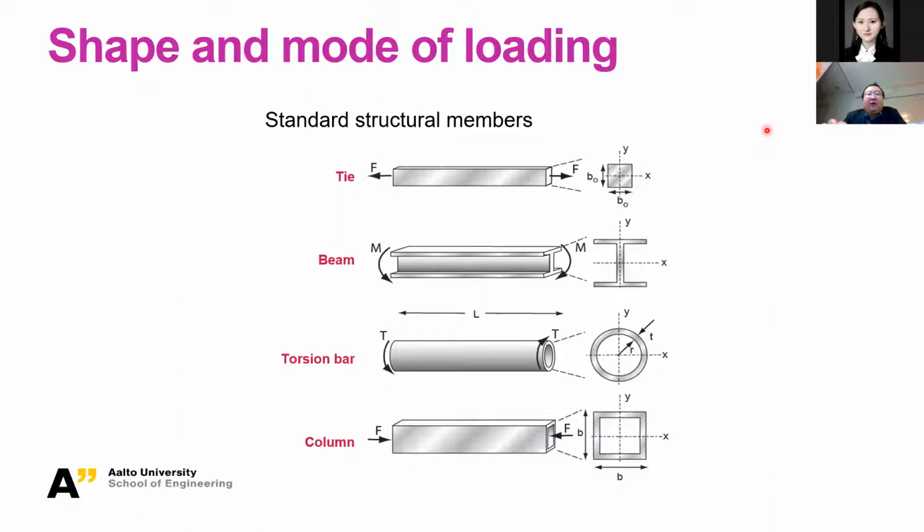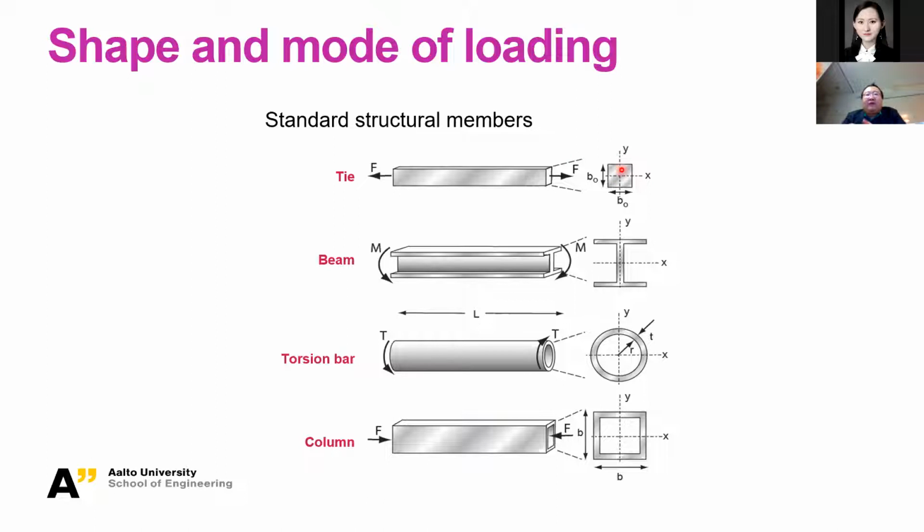The loading that we're talking about mainly is either tensile, bending, torsion, and compression. So these are the 4 very typical loadings, and you could also have combinations of them. And you can see we always have one. So this is this case, this solid beam.